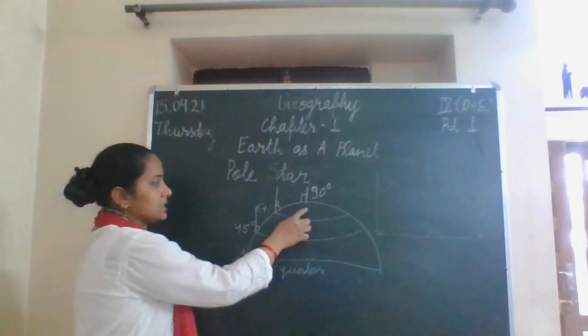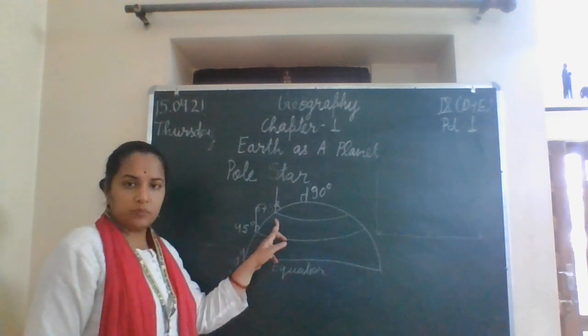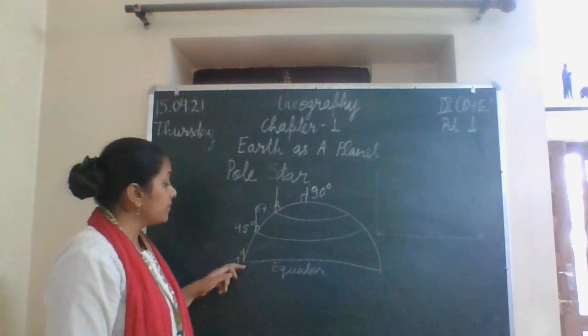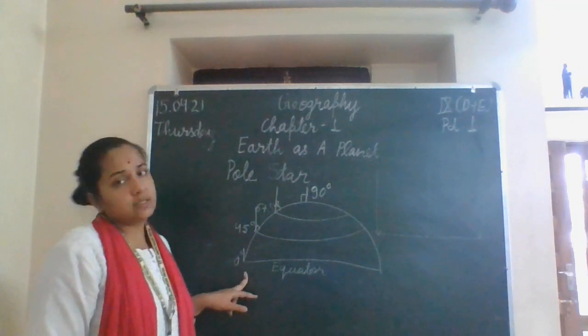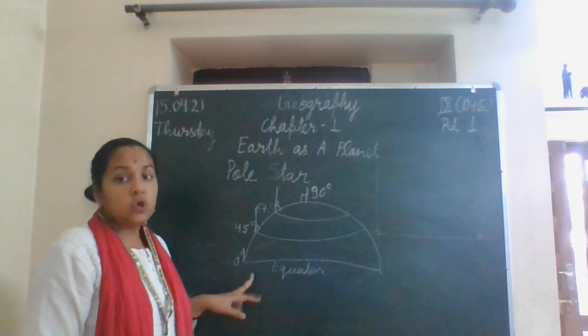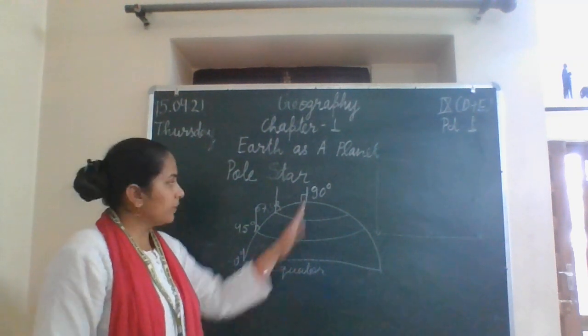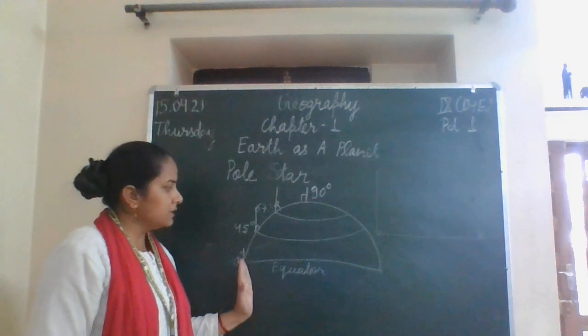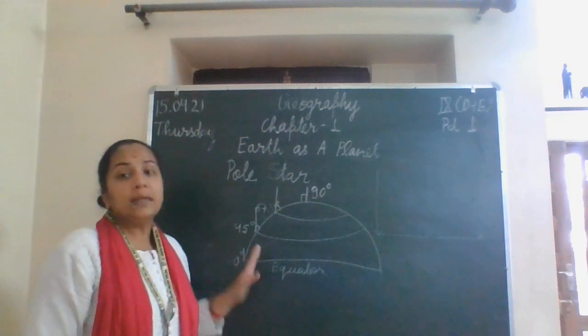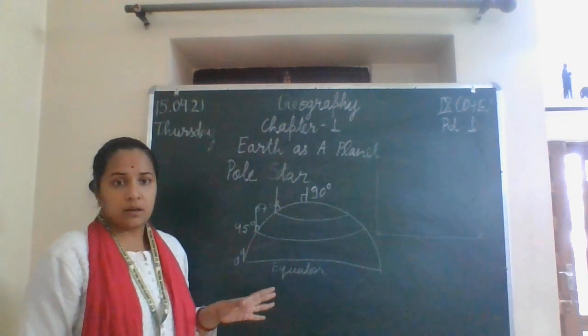Here it is 90 degrees, then here it is 67.5, and this is 45, and at the equator it is 0 degrees. So it proves that the shape of the earth is a sphere, because this kind of decrease of angle is possible only in the case of an arc.